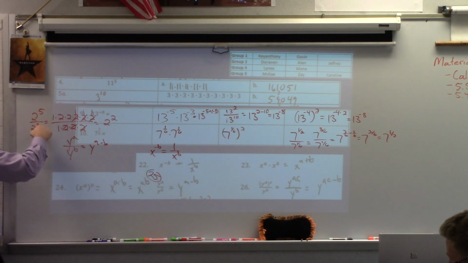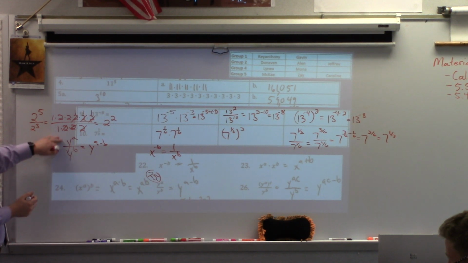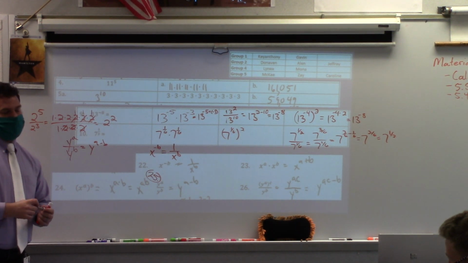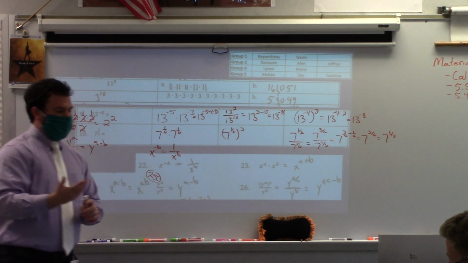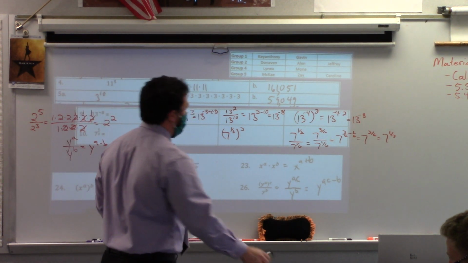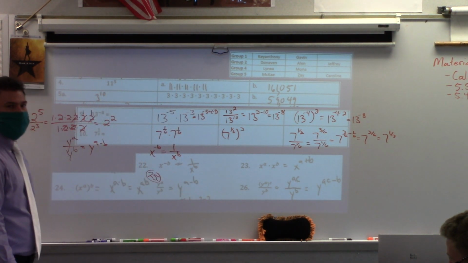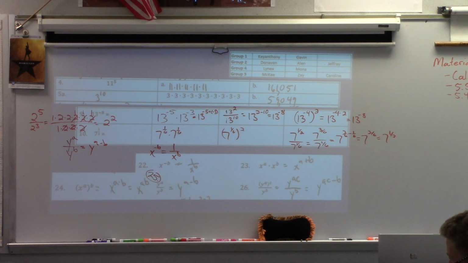Notice how I could just subtract those exponents to get it. Here we're just using a variable base, but that rule still works. When you divide numbers with the same base, you subtract their exponents. Any other questions before we move on?